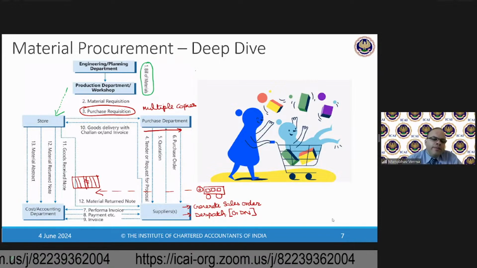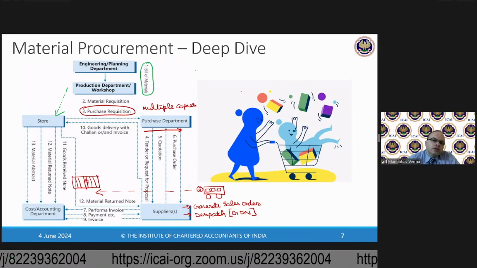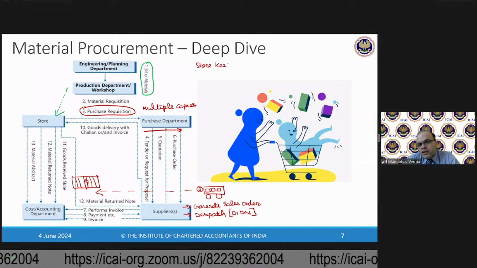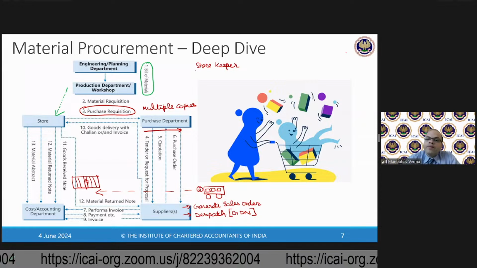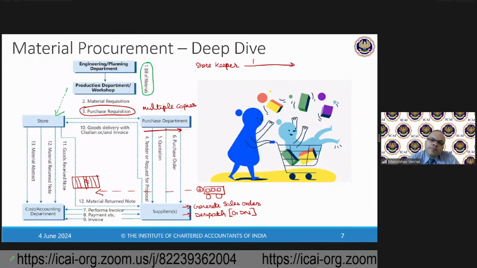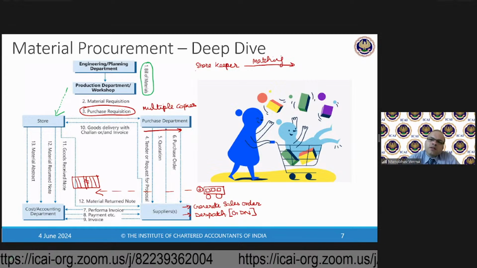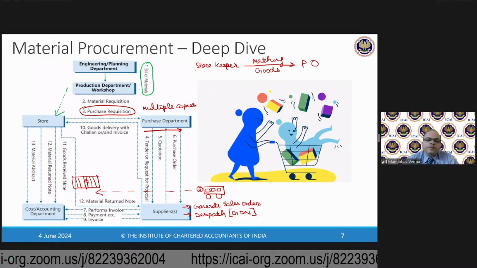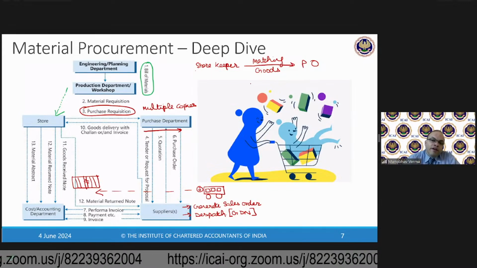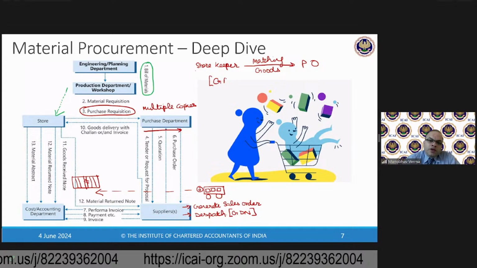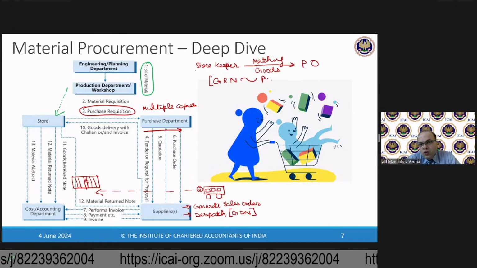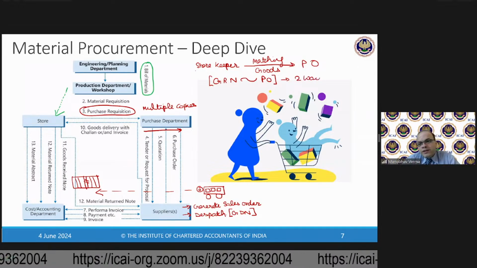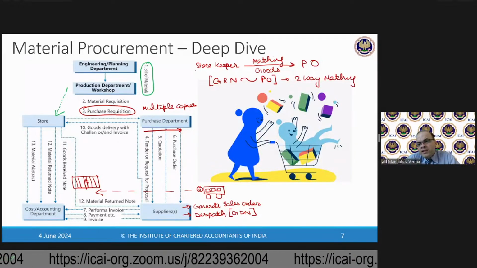Now, at this point of time, I would like to talk about a concept wherein this storekeeper, or I'm just assuming that this guy, is also receiving the goods. What this guy is doing is matching the goods with the purchase order. And when we talk about this comparison, in other words, the goods receipt note to the purchase order, it is called a two-way matching concept. We generally call it a two-way matching concept.